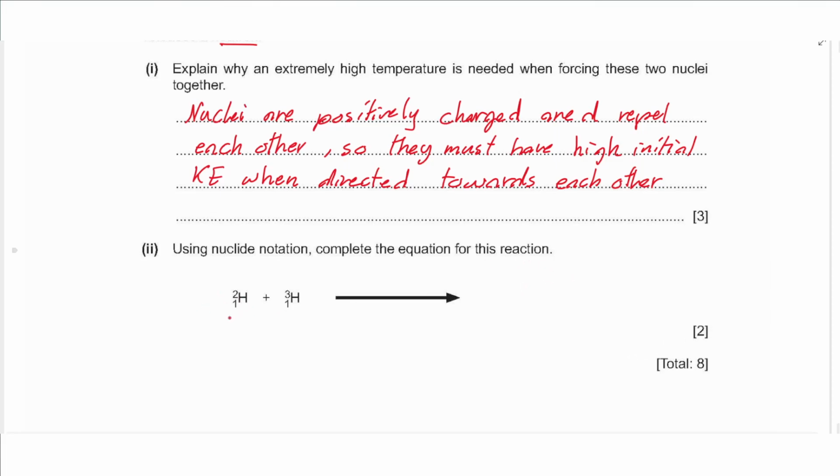Part II says using nuclide notation, complete the equation for this reaction. So we had the hydrogen 2 and hydrogen 3 at first, then we had an element X and a neutron according to the question. We should remember that a neutron has a nucleon number of 1 and proton number of 0. Then we try to balance the numbers at the tops. So here we have 5. So 5 minus 1 equals 4 at the top. And at the bottom we have a total of 2. And here we have 0. So it's 2 at the bottom. Which are the numbers for an alpha particle or a helium nucleus.